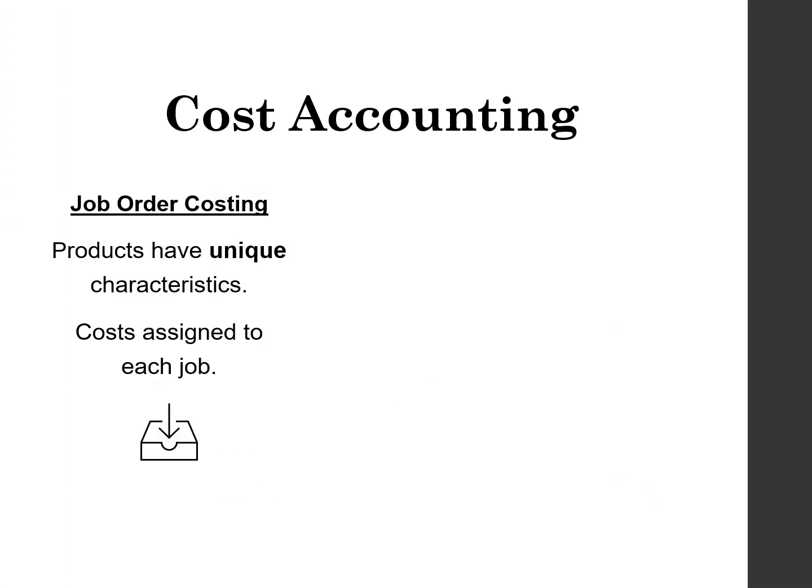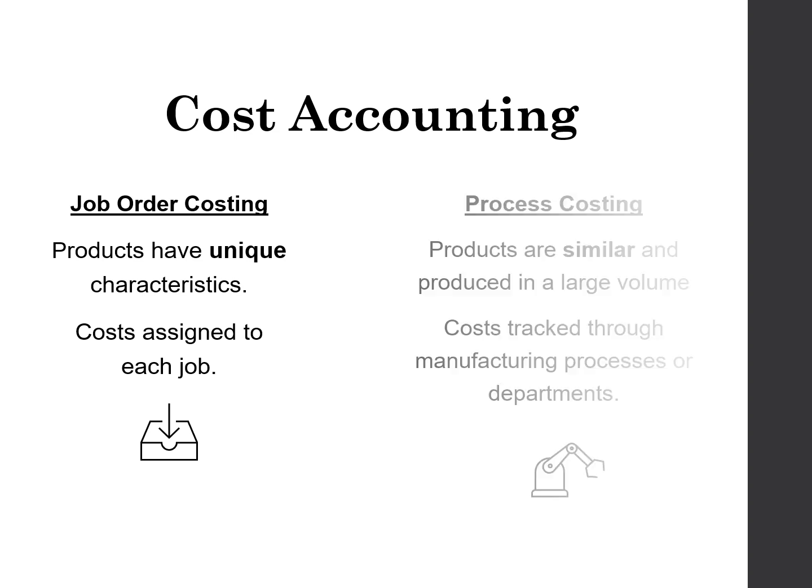Job order costing is used when different products with unique features are produced. Companies accumulate cost by each job. The goal is to determine the cost per job.